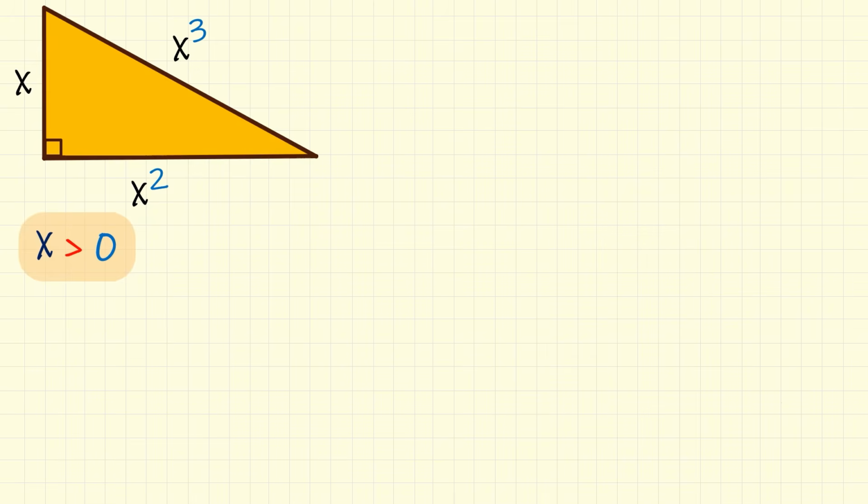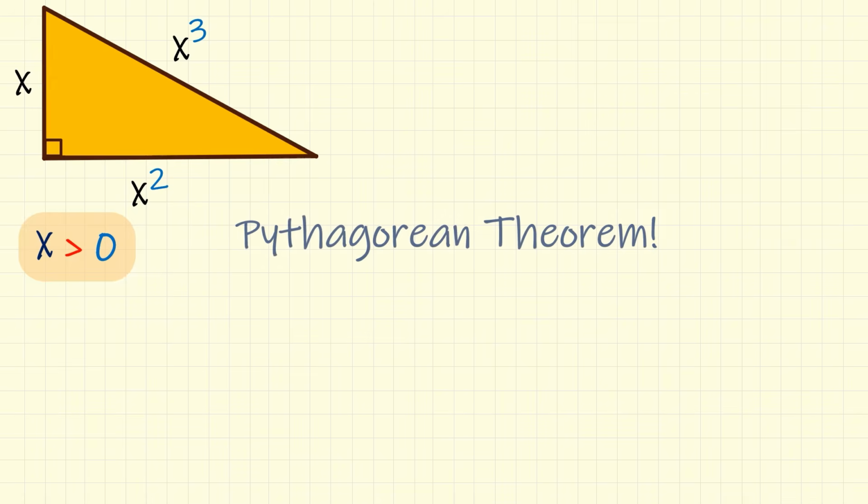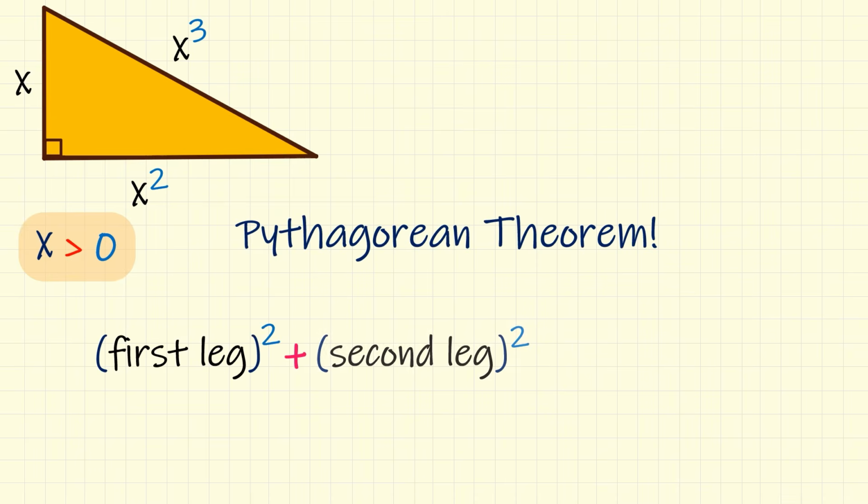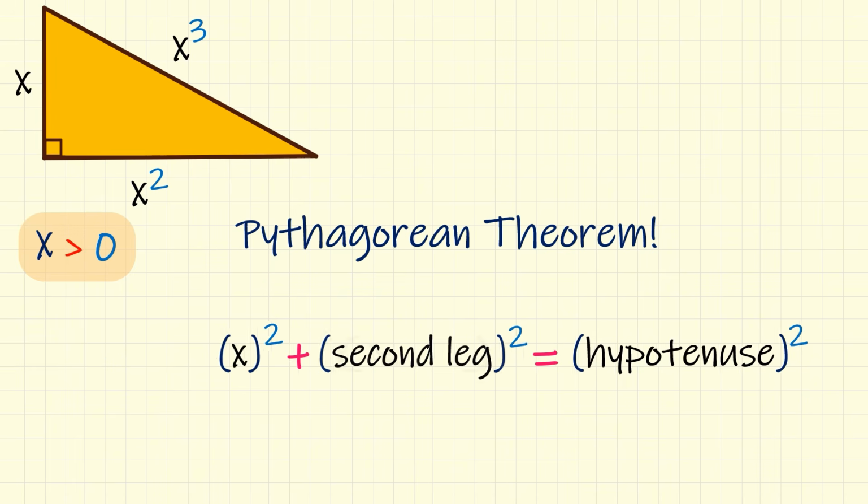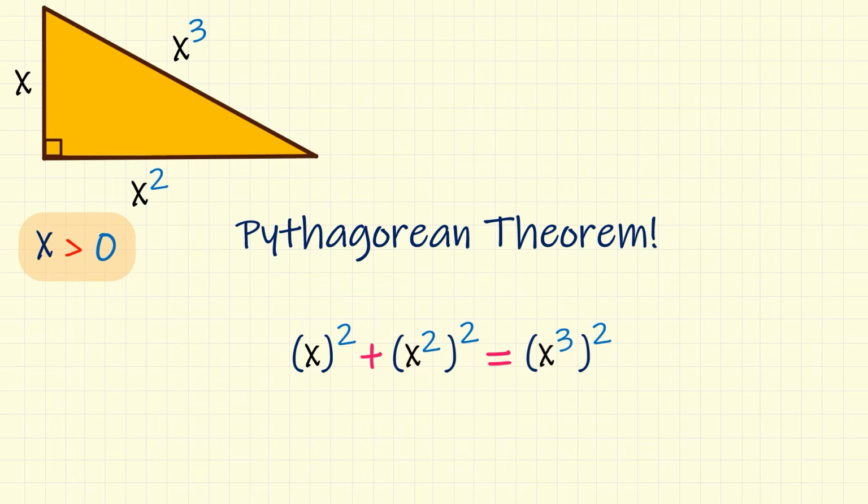Now, because this is a right-angled triangle, our starting point is going to be the Pythagorean theorem. It states that the square of the first leg plus the square of the second leg equals the square of the hypotenuse. Substituting our three given side lengths into the theorem gives x squared plus the quantity x squared squared equals the quantity x cubed squared.